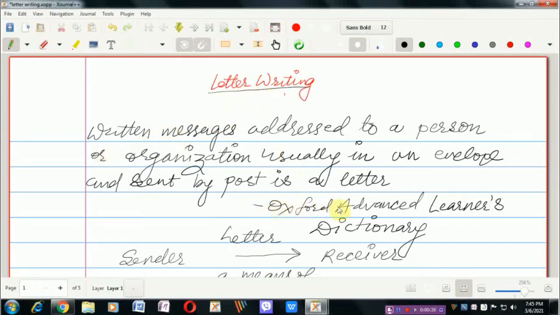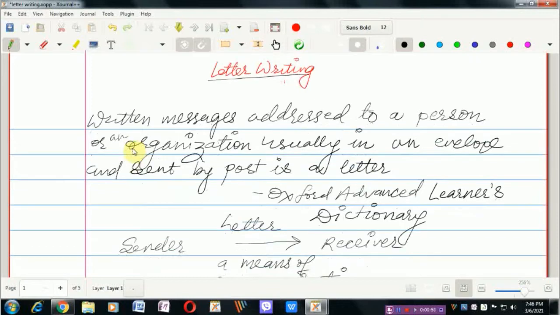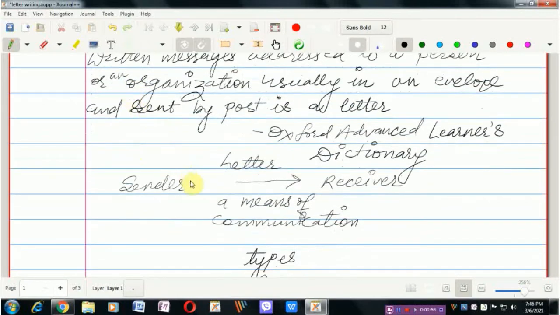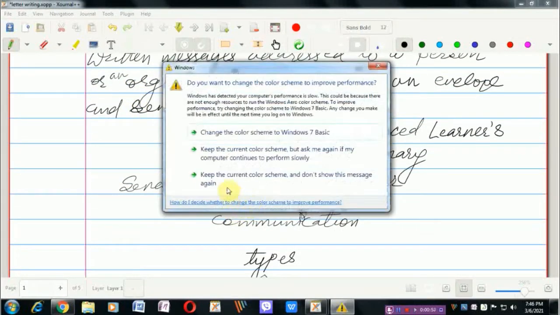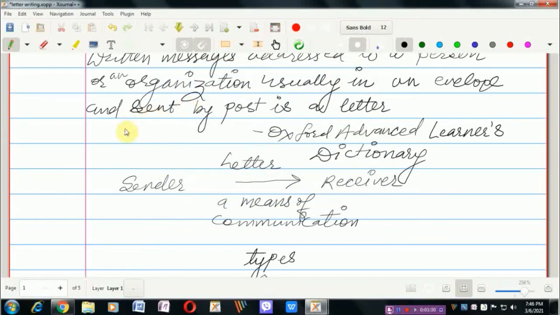According to the Oxford Advanced Learner's Dictionary, a letter is a written message addressed to a person or an organization, usually in an envelope and sent by post. Or it is a means of communication between the sender and the receiver. It works as a written means of communication between the sender and the receiver.